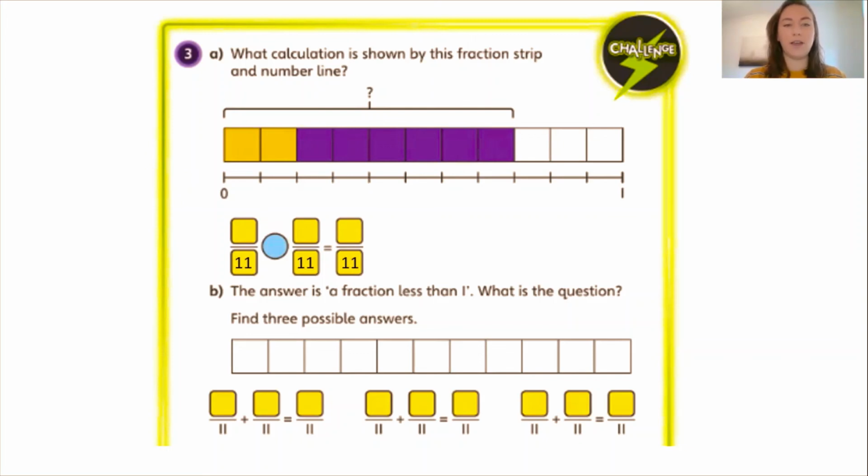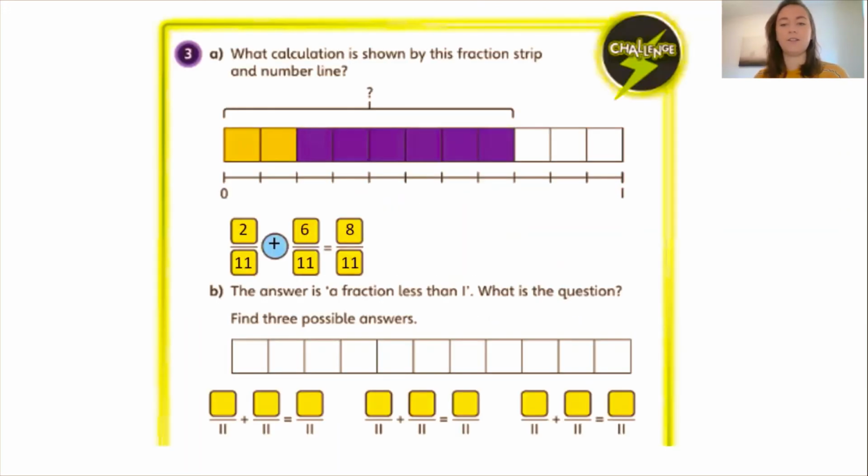I can see there that we have got 2 yellow parts. So we are adding here as well. So we are adding, combining the yellow and the purple parts to find out how much of the strip has been coloured in altogether. Looking at the yellow parts then, we have 2 yellow parts, so 2 11ths. And then the purple parts, we have got 6 of those. So the calculation we are doing is 2 11ths add 6 11ths, and altogether that makes 8 11ths.